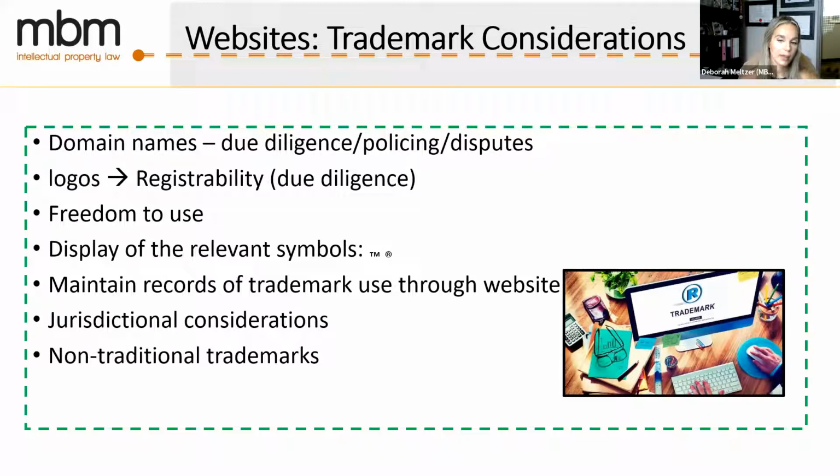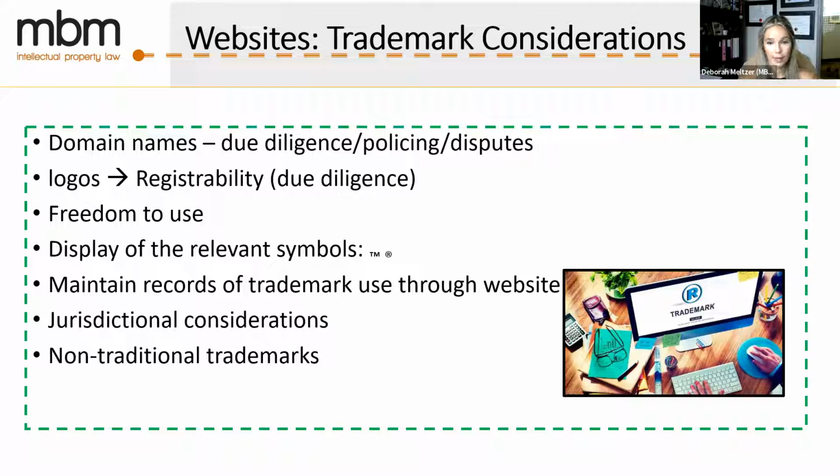Another thing that I see clients get wrong all the time is the display of the relevant symbols. Anytime you're using a logo or a trademark, even in the text, if you have a tagline, you can always use the little TM next to your trademark. It doesn't matter if you have a registration. The little R in the circle is only for registered trademarks. So if you don't have the resources yet to file for your trademark, but you still want to create brand awareness and tell the public that you're using this as a trademark, especially in the context of taglines or things where we don't know if that's a trademark or not, throw the TM wherever you can.